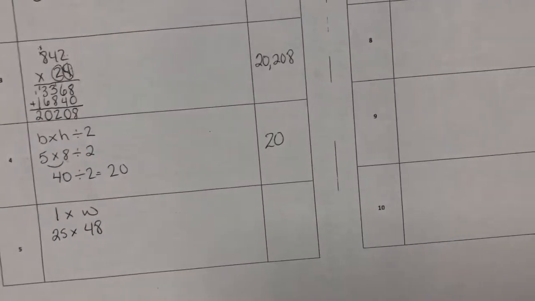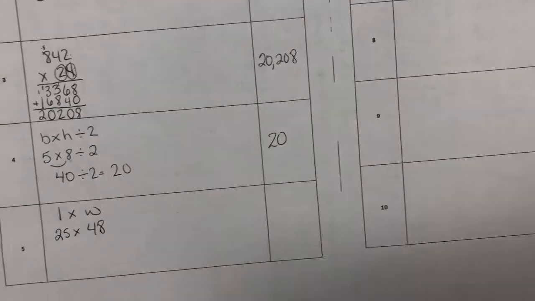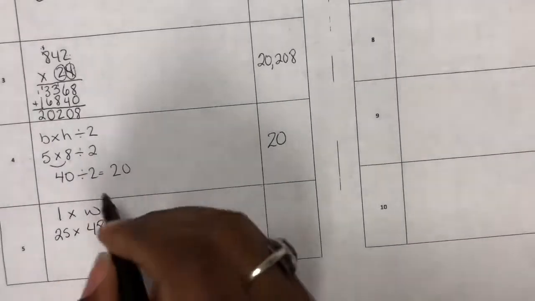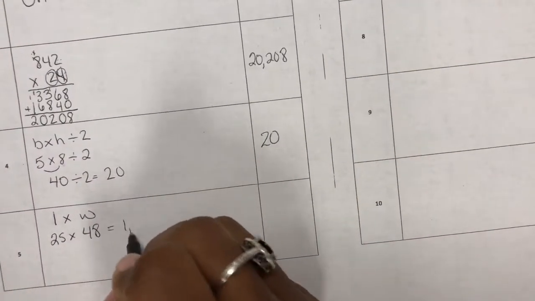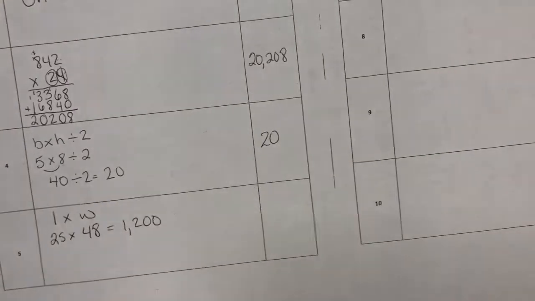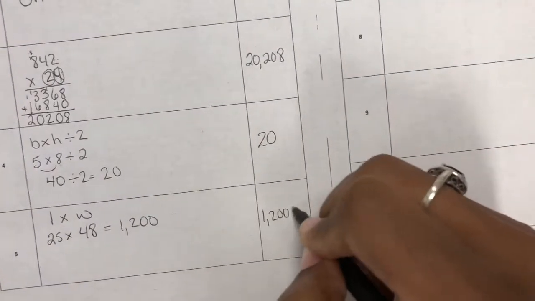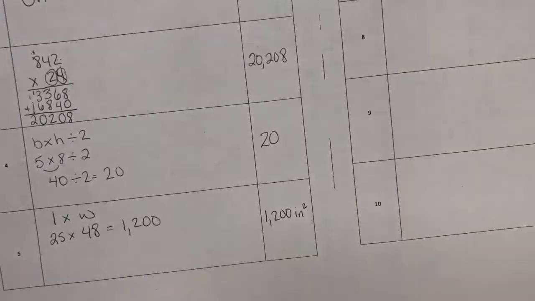And then when I multiply those together, and I can use my calculator for this problem because it's an area problem, I'm going to actually multiply those together on my calculator, and that gives me 1,200. And then because it's inches, it'll be 1,200 inches squared.